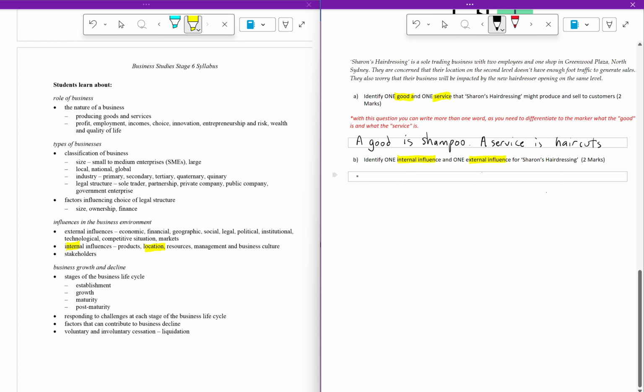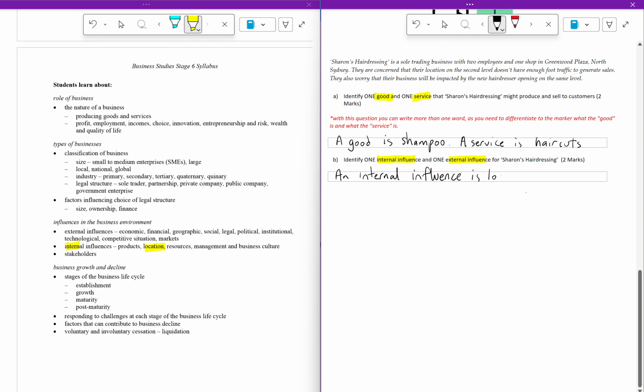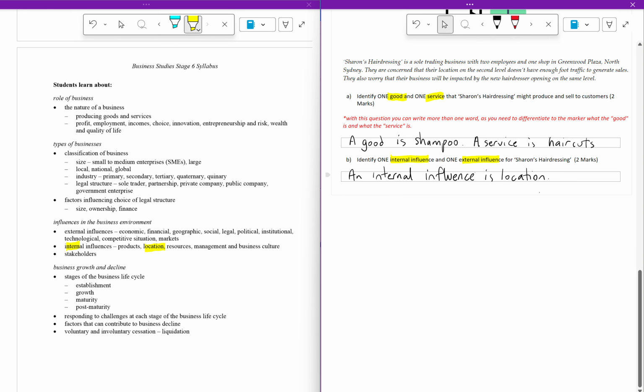So I'm going to say an internal influence is location. And then I look at the next one and I go, okay, so what else is in this stimulus? So we've got location there.